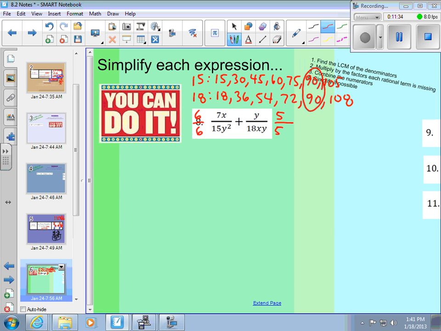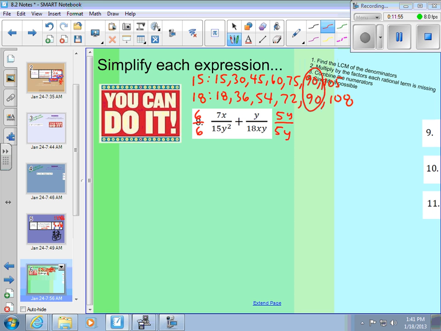Okay, next, let's turn our attention to the variables. In the left one, we have y squared. On the right, we only have a single y. We need the same amount. So it looks like the one on the right, we need an additional y. So we got to multiply by another y. Any other variables? Well, not in the first term.